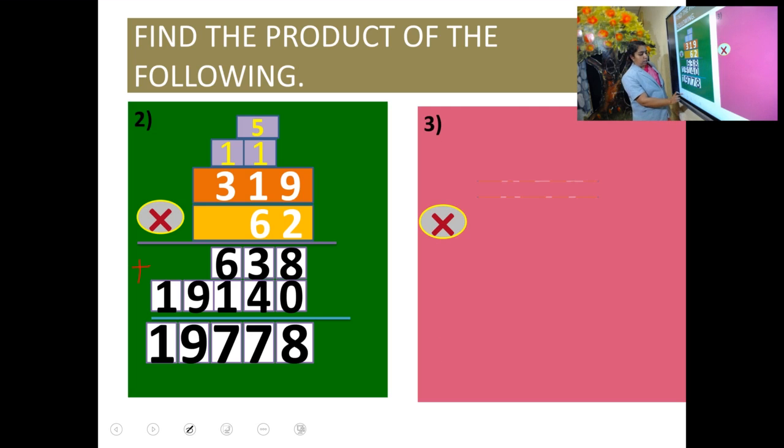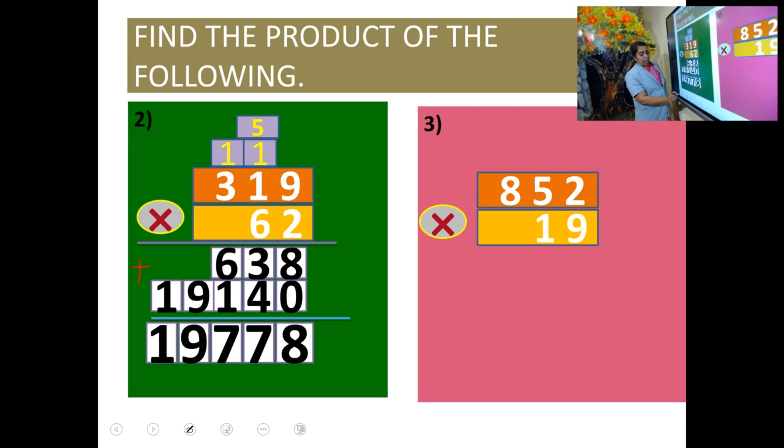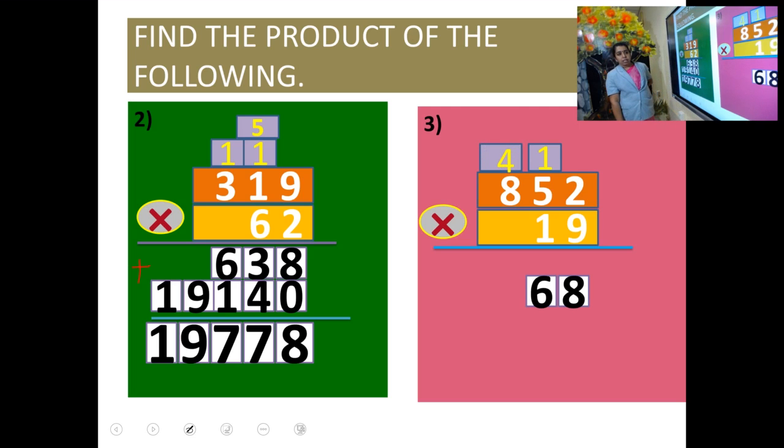19,778. So the third question is 852 into 19. So multiply 2 nines. What is the first step? 2 nines are 18. 8 in the ones place. 1 is the carryover to the tens. Second step, 9 fives. 9 fives are 45 plus 1 is 46. So 6 is in the tens place. 4 is the carryover to the hundreds.